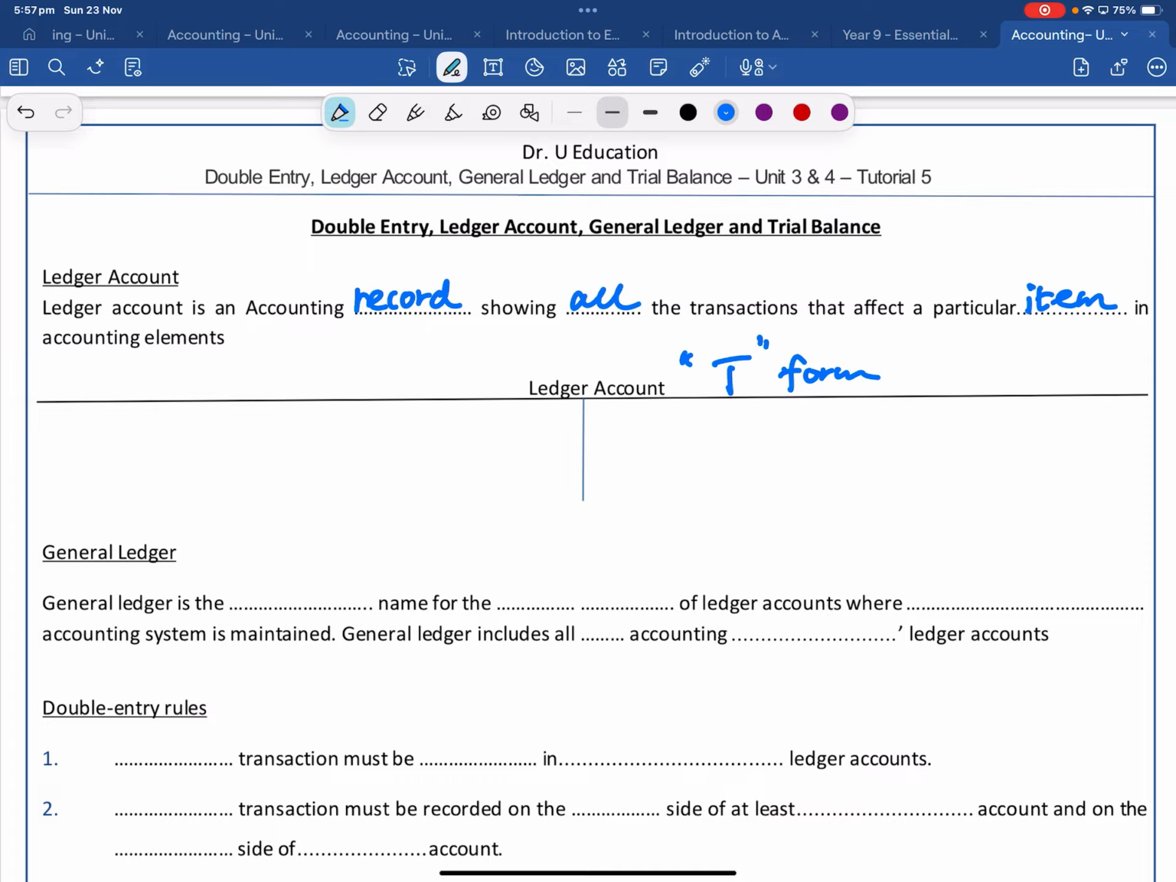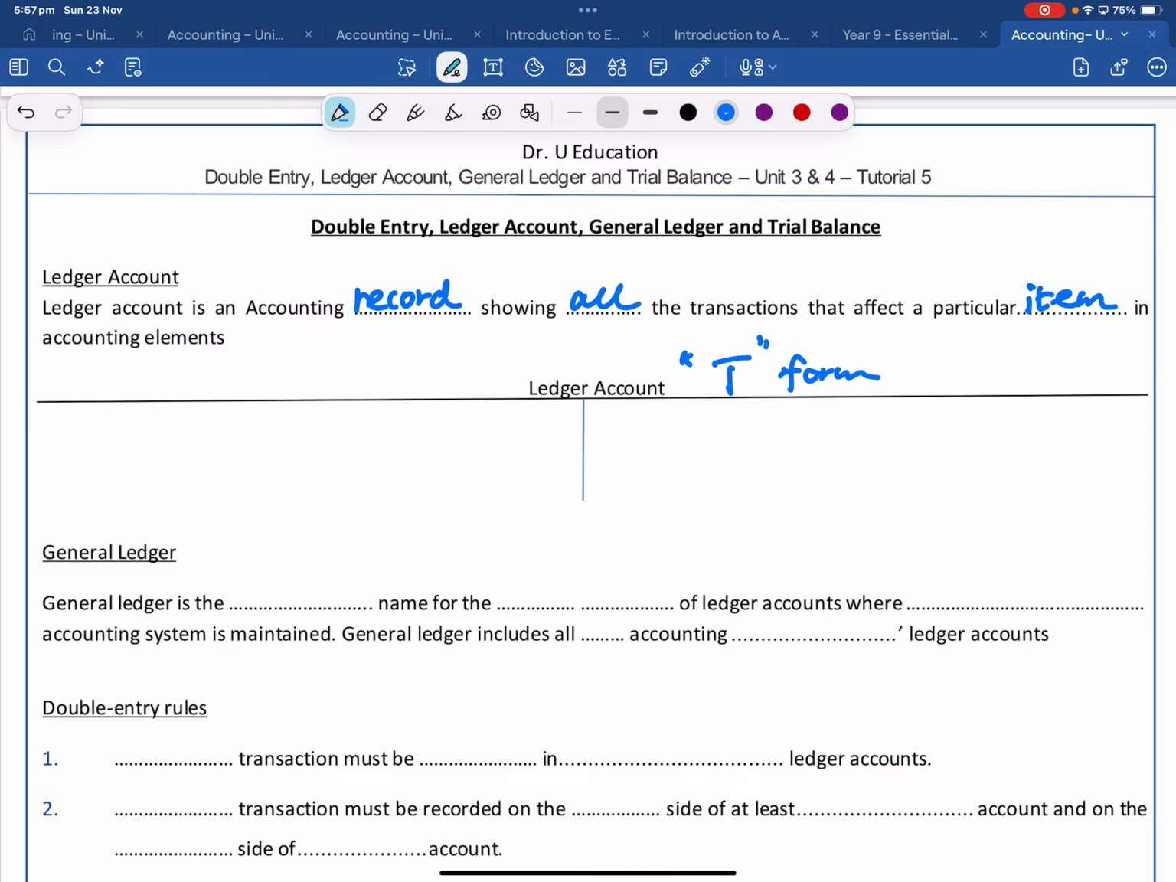If you remember, when we learned the accounting process, what is the first stage? Source document. Second one, recording. Do you remember the recording examples we did? Firstly, journals. Then inventory cards. Third one was this one, ledger accounts. Our ledger account is also a record.